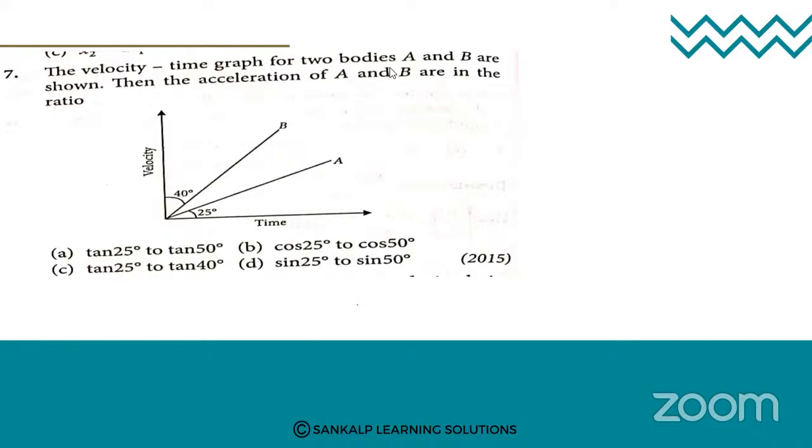Yes, the velocity time graph for the two bodies A and B are shown. Then the acceleration of A and B are in the ratio. Previously we have done the displacement time graph. This is a velocity time graph, so we need the acceleration.